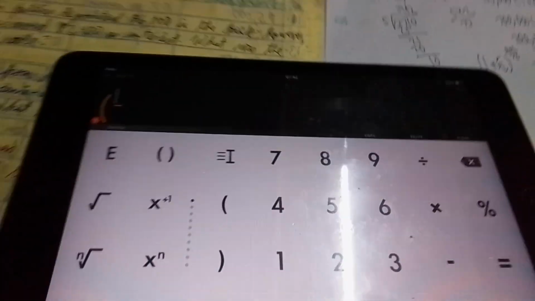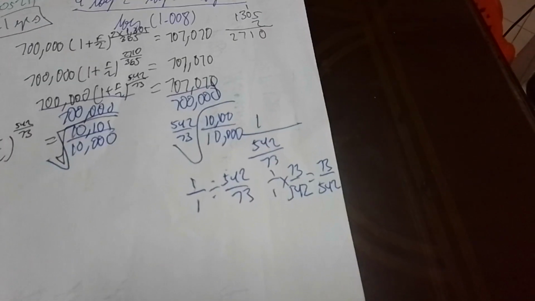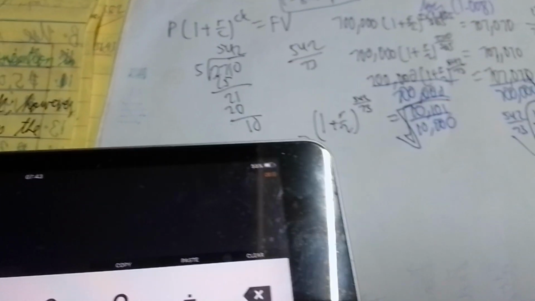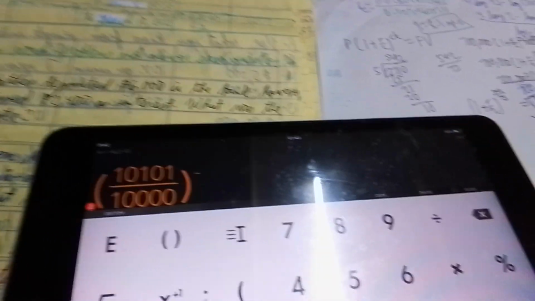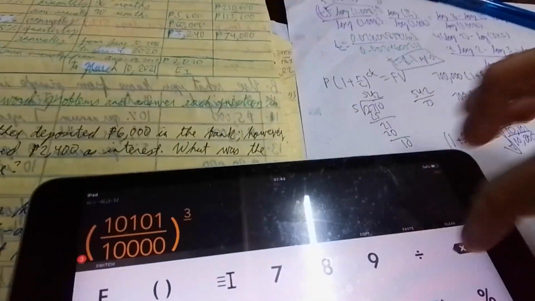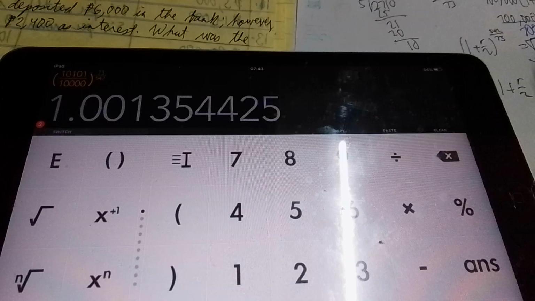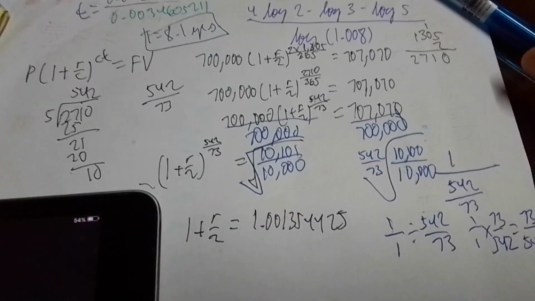Remember this is the fraction that we did. So you have this answer here, 10,101 divided by 10,000, and then you're going to raise that to 73 over 542 power. Raising that exponent to 73 over 542, what answer did we get? We get 1.001354425. Is that right? Yes.